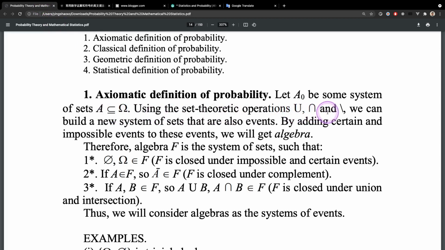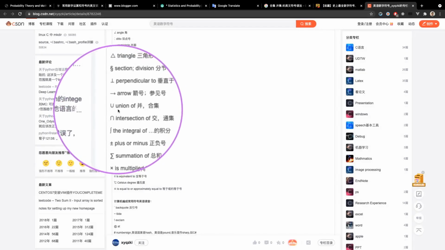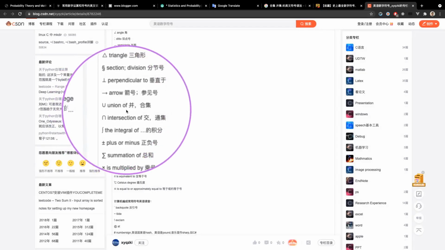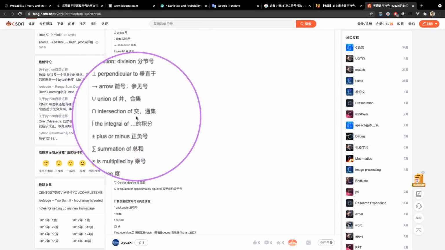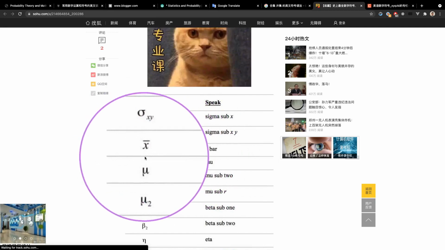Let Omega be some system of sets, A belongs to Omega, using the set theoretic operations union and intersection. Oh, to be honest, I don't know how to read all those symbols. Okay, when you see this symbol, you say union, or intersection of. And how do we read this one? We say A bar.